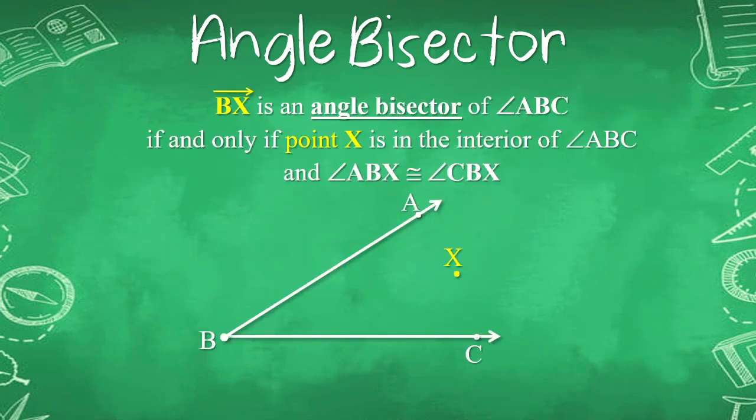Let's say, for example, we have ray BX as an angle bisector of angle ABC. Ray BX is an angle bisector of angle ABC if and only if point X is inside or in the interior of that angle, and the two angles formed, namely angle ABX and angle CBX, are congruent. That is how an angle bisector is illustrated.